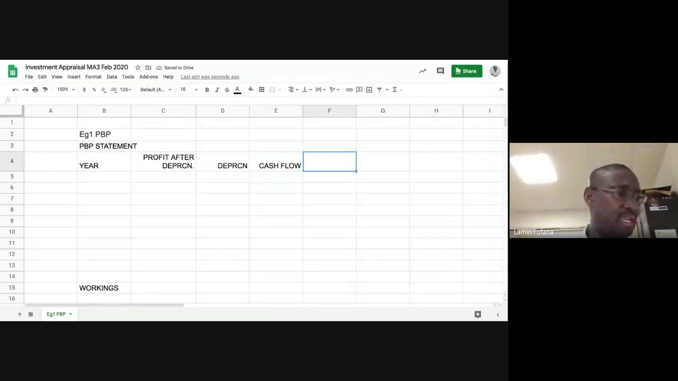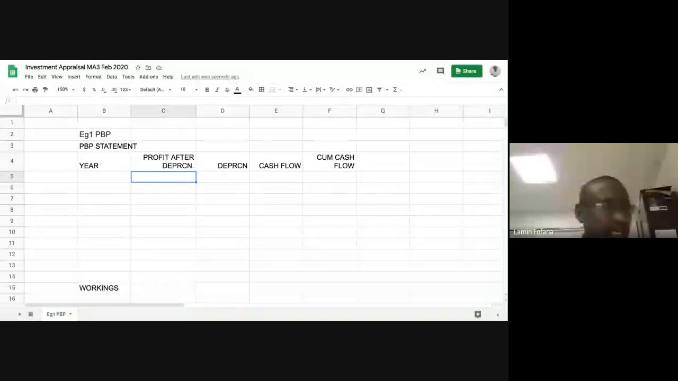And then we're going to create another column called cum cash flow, meaning cumulative cash flow. It's not a requirement, but for ease of work, you can include it. So this is the way our format is going to be. This will be in thousands. In order to show the thousands, you must do a single inverted comma, 000. Okay, we can copy this across.